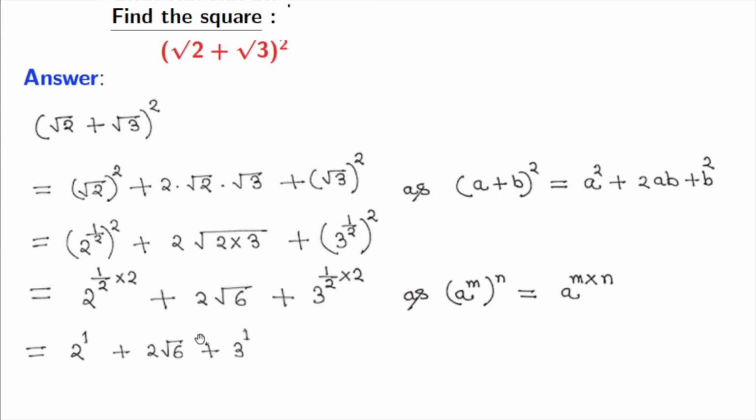Now we will simplify it. Here look that 2 gets cancelled and we have 2 power 1 plus 2 root 6 plus, again, here 2 gets cancelled and we have 3 power 1. Now again simplify it and we will get 2 plus 2 root 6 plus 3, and after addition we will get 5 plus 2 root 6, and this is our desired answer.